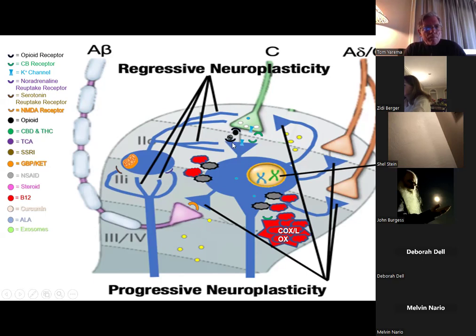Let's go ahead and see the animation here. See the opioid here? See, it's opening up the potassium channel. See, it's hyperpolarization, analgesia. That's a good thing. It's a good part of it. What is the bad part?